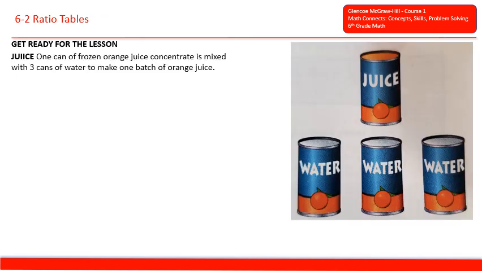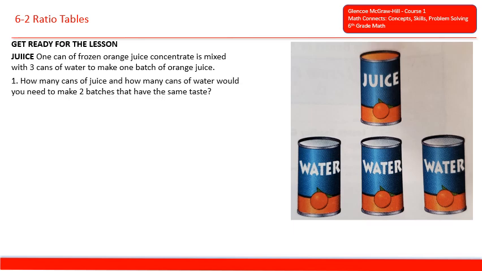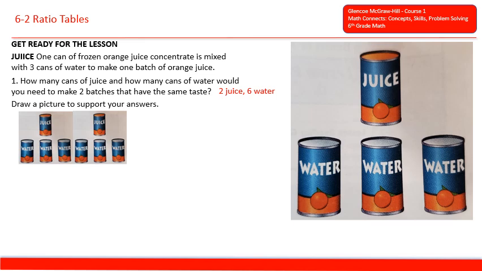1 can of frozen orange juice concentrate is mixed with 3 cans of water to make 1 batch of orange juice. How many cans of juice and how many cans of water would you need to make 2 batches that have the same taste? So we know it's 1 for 3, 1 juice for 3 waters, so it'd be 2 juice for 6 waters if we were going to make 2 batches.